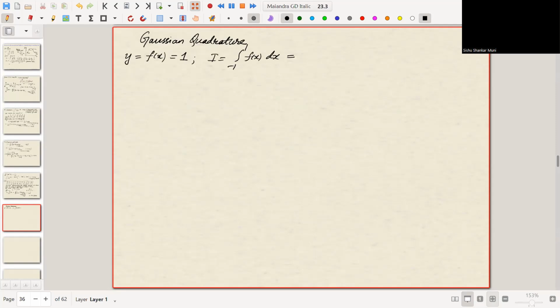2. Okay, so know that this is an exact rule. This is an analytical result you got. Can you use the trapezoidal rule here? Trapezoidal rule.